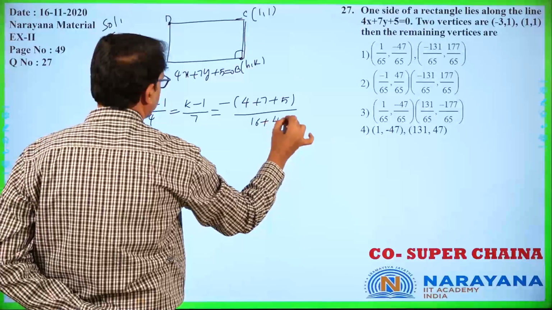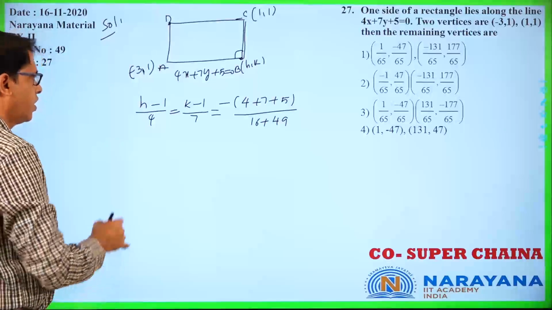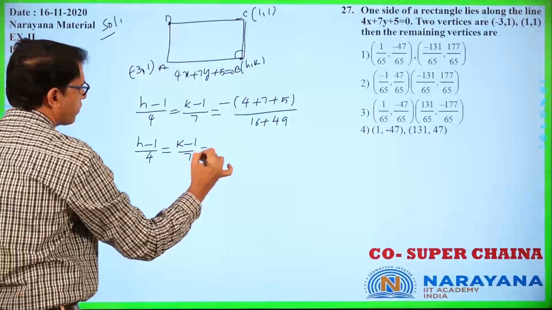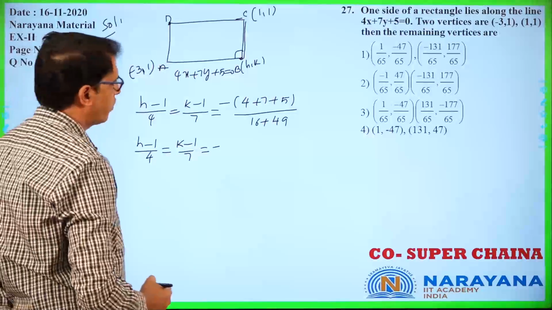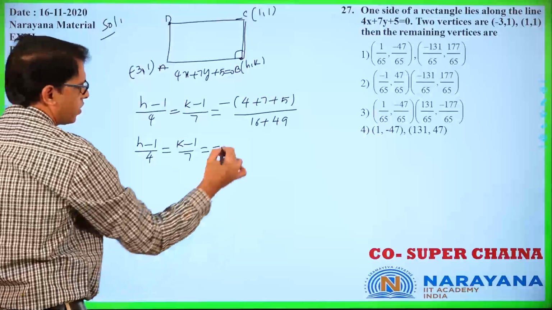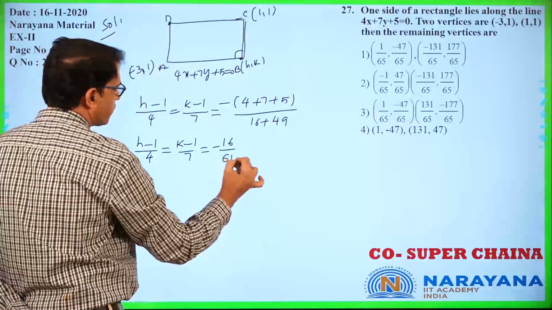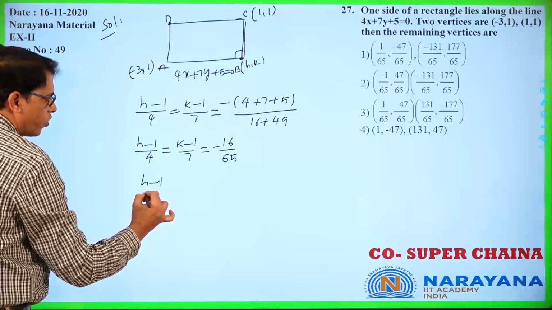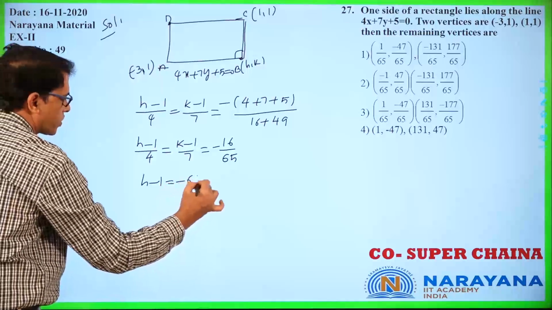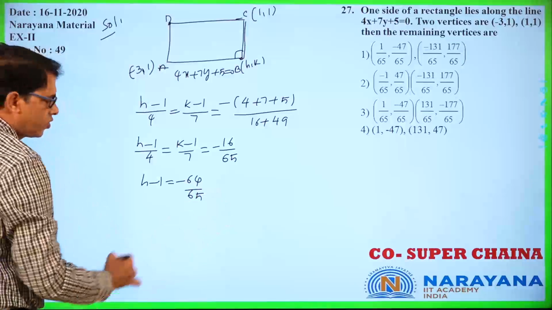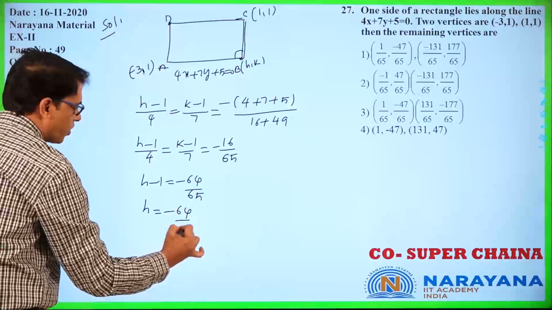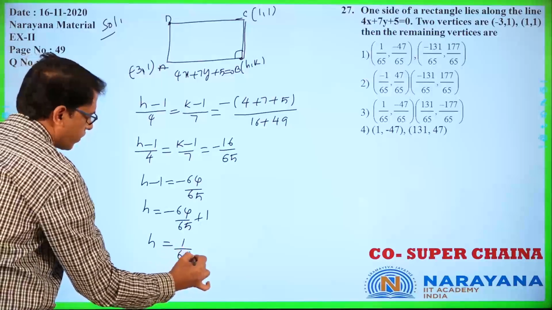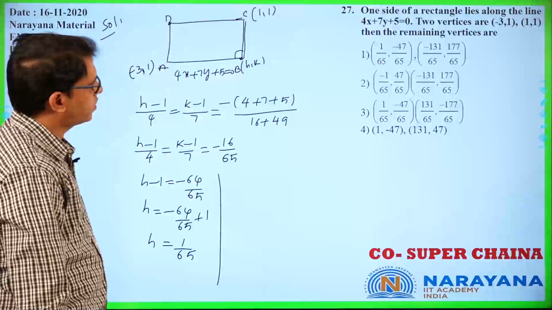So 16 plus 49. Equate first one, last one. (h minus 1) by 4 equal to (k minus 1) by 7 equal to how much? 7 plus 5, 12, 16 upon 65. Equate first one, last one. So (h minus 1) by 4 equals, means h minus 1 is equal to minus 64 by 65. So h equal to minus 64 by 65 plus 1. Therefore h equal to 1 by 65.